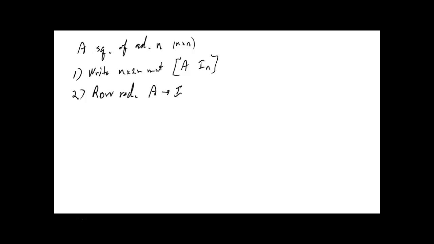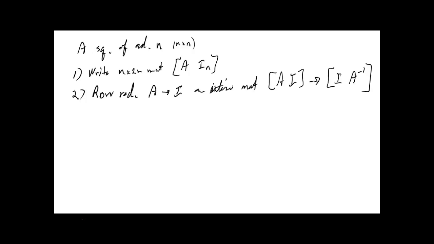But you do it on the entire matrix, A and I. I like this line between them. And what you get at the end is a matrix that looks like this: I, A inverse. Now we already defined what A inverse is.